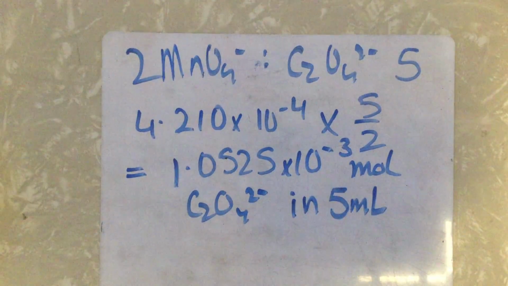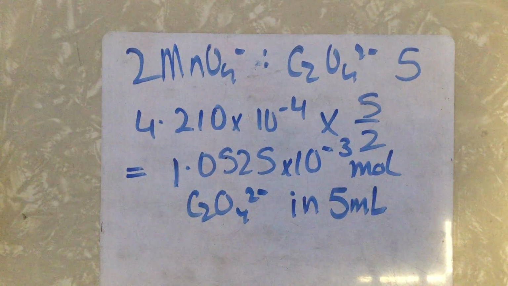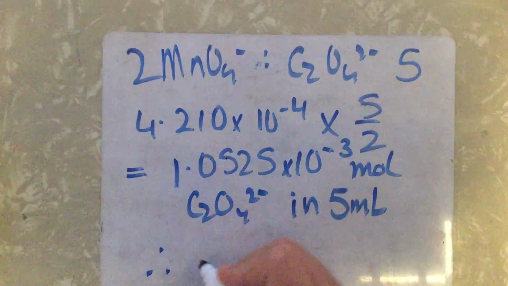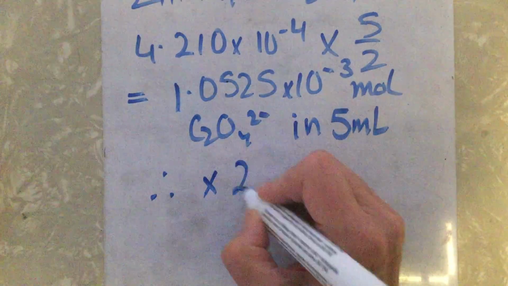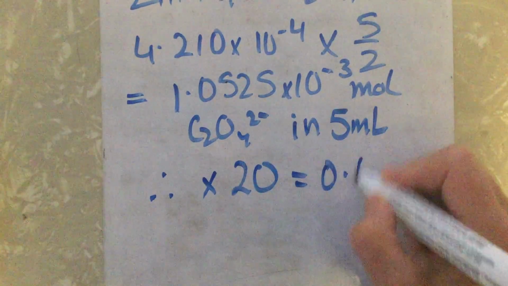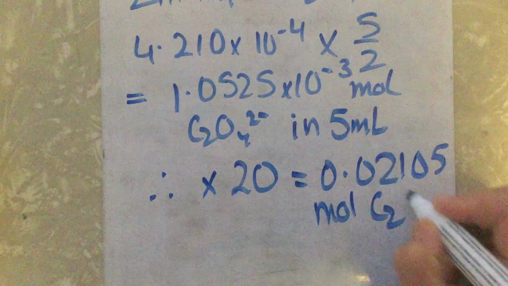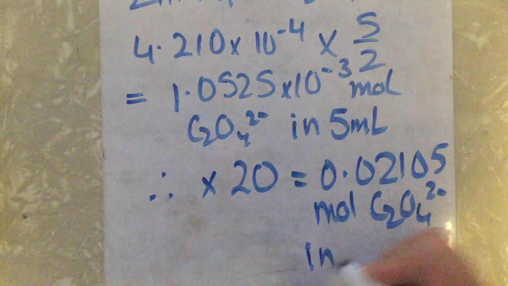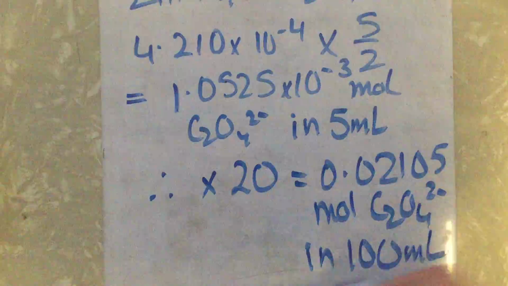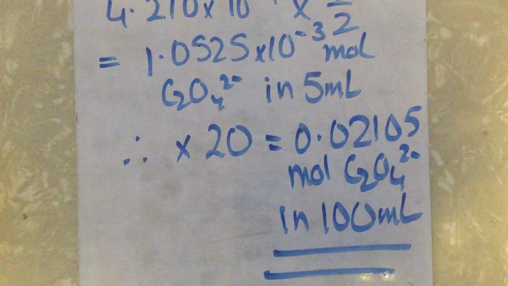What we want to do at this stage is go back to the original. So our original sample was in 100 mils. So therefore, if we multiply by 20, that gives us 0.02105 moles of C2O4 in 100 mils. So that's our first answer, right, 0.02105.